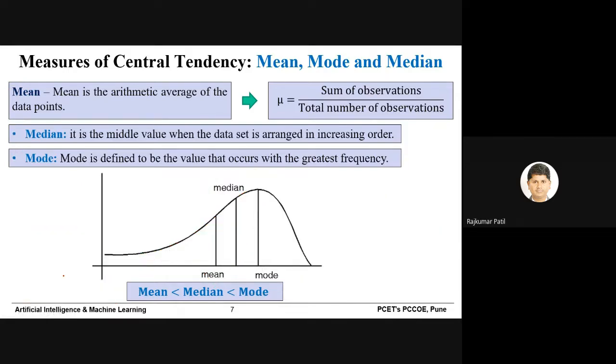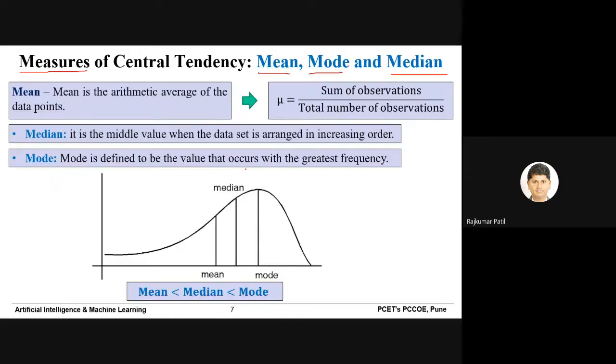So when we talk about central tendency of the data, there are three features: mean, mode, and median. In statistics, we were calling it measures of central tendency. But here in AIML, instead of the word measure, I am saying feature. So there is just a difference between the words. Otherwise, the meaning is as it is.